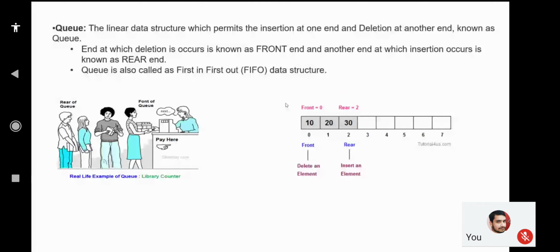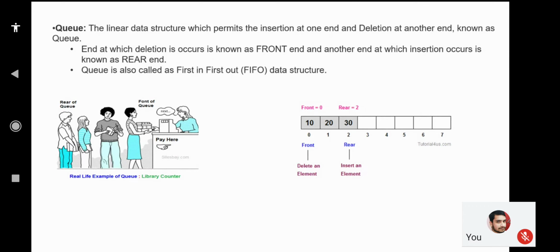So this is the example of a queue. Any railway reservation system, or here, this is a library counter, any kind of counter where we maintain a line, is an example of a queue. Now here two ends are there, one is this end and another one is this end. So this end is basically the rear end.